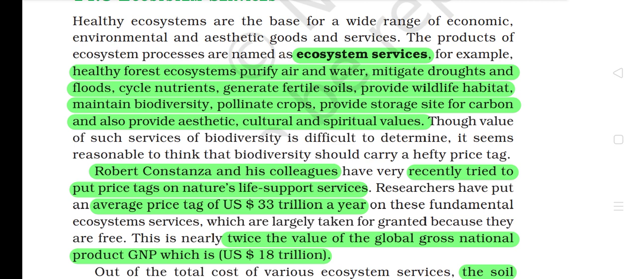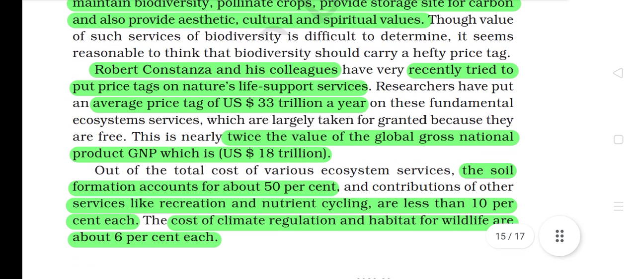The value of such services of biodiversity is difficult to determine. It seems reasonable to think that biodiversity should carry a hefty price tag. Robert Costanza and his colleagues have very recently tried to put price tags on nature's life support services. Researchers have put an average price tag of $33 trillion a year on these fundamental ecosystem services, which are largely taken for granted because they are free.